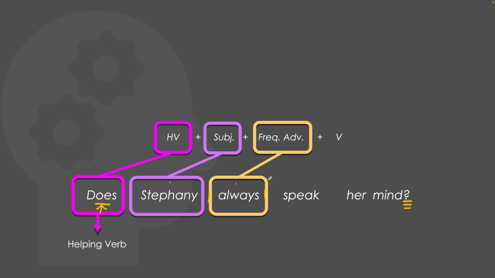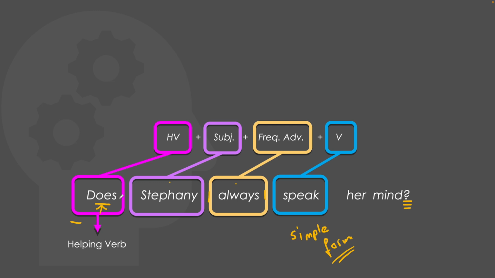So here now, instead of the main verb, we have the frequency adverb always. Now this could be any frequency adverb, any of the ones in the list we talked about earlier. So does Stephanie always, and then we have the main verb, speak. And again, speak is in the simple form, right? It's the simple form because of the helping verb. All right?